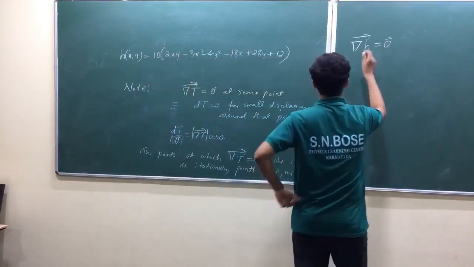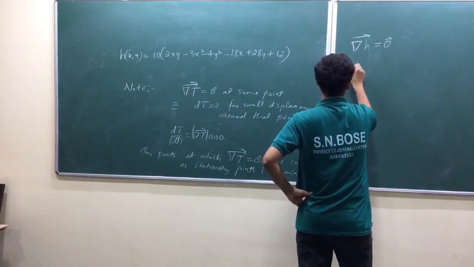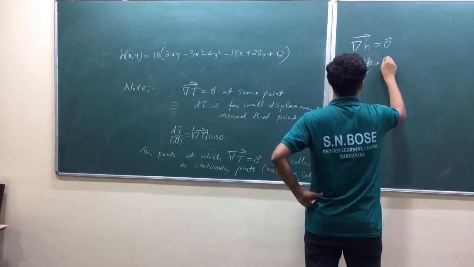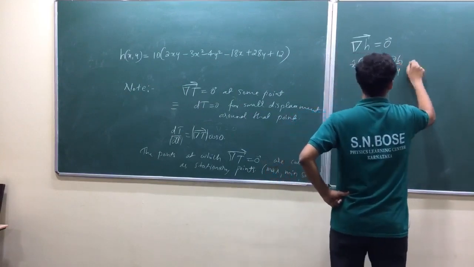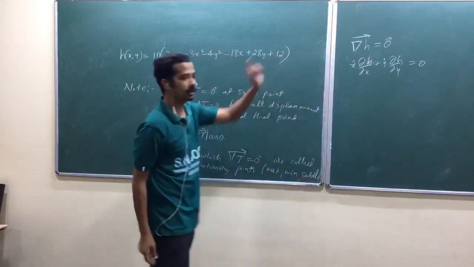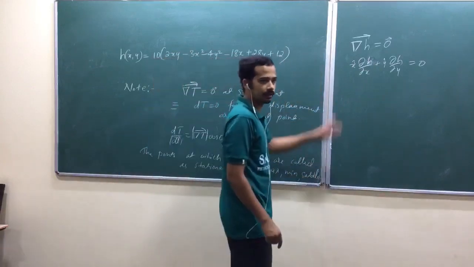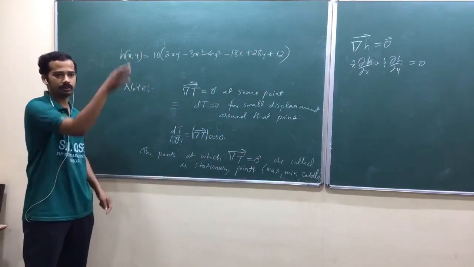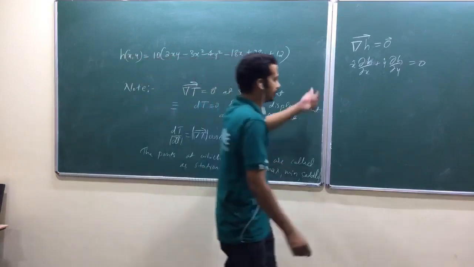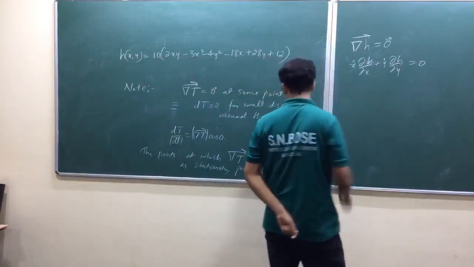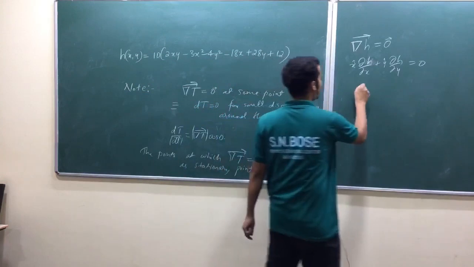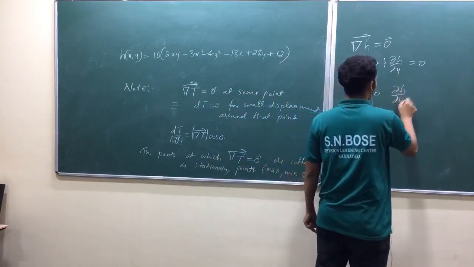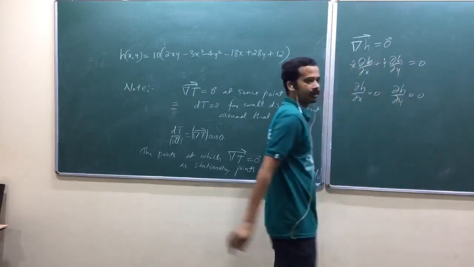So have you found that one? What is this? x cap into dou h by dou x plus y cap into dou h by dou y is equal to 0. I need to find the point where the gradient vanishes. So that is the topmost point. If you take a hill, there is no minima actually, only the topmost point. You don't have to think about whether it is maxima or minima. Now dou h by dou x should be 0 and dou h by dou y should be 0. A vector is 0 means its components are 0.